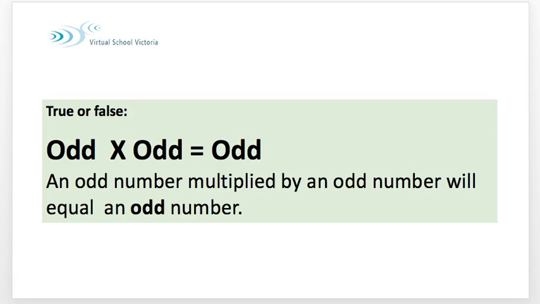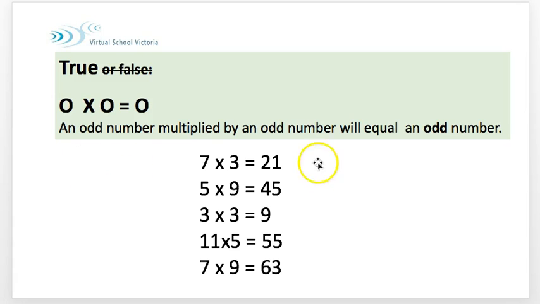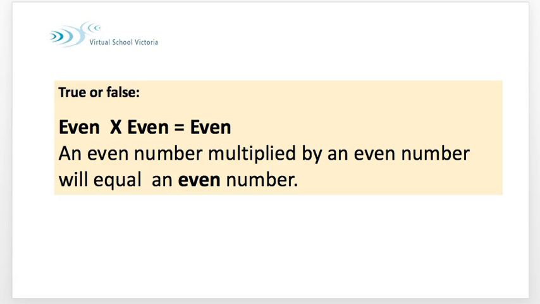The pattern you need to watch is if you multiply an odd number by an odd number, you're most likely to have an answer as an odd number. Here are some examples. Every time we've multiplied an odd number by an odd number, our answer is an odd number.